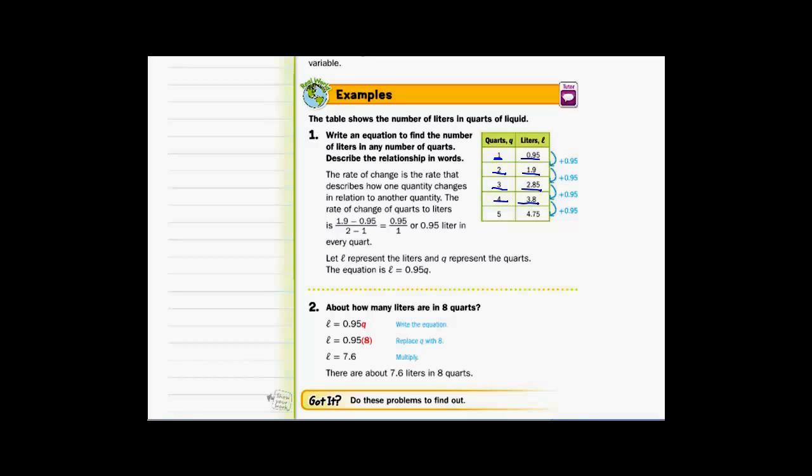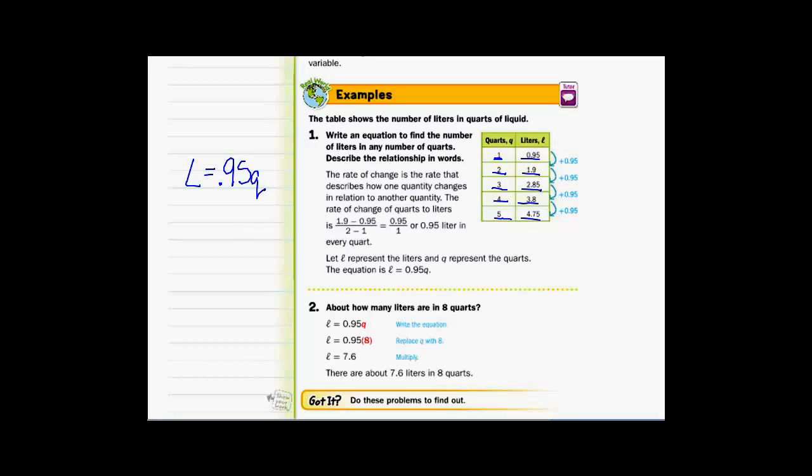So we've talked about that in chapter 3. As they go up, each one of these goes up by 0.95. So whenever you talk about that, 0.95 is the rate of change. That is the constant of variation, if you want to think about it that way. So it says, write an equation to find the number of liters in any number of quarts. So that means there's going to be 0.95 liters in every quart.